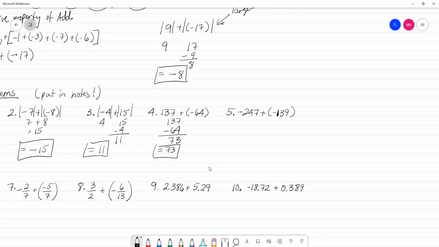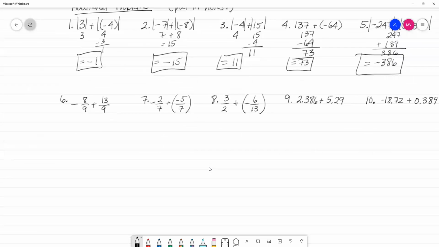All right, so let's look at number 5. Number 5, we do have like signs here, so they are both negative. Therefore, our solution is going to be negative. So let's just add their absolute values and bring that down to our solution bar. So we have 247 plus 139. That gives us, that's 16, carry my 1, 4, 5, 6, 7, 8, 2, 3. So negative 386 is our answer.